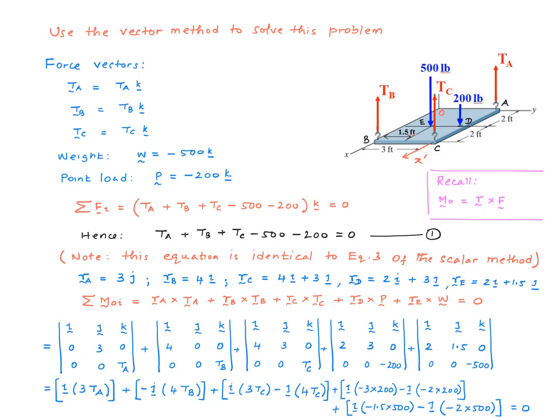The third row has the components of the F vector, the force vector, right? So we can see all of these force vectors have only the k-th component, and therefore all of them will have zeros in the first two locations, and only the third location will have a number on the third row. So for vector TA, the magnitude is simply T sub A.